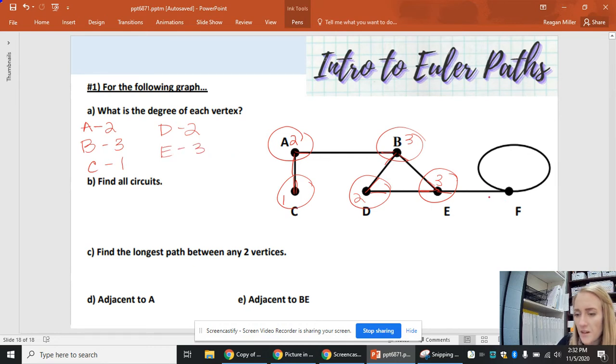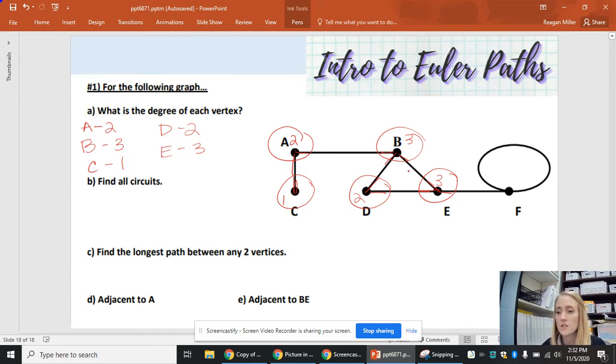And then F. This is one of the more commonly missed kinds of questions. So F right here has what we call a loop. So it comes right back around to itself. So technically, we're going to count this as 1, this is 1, and this is 1. All right, so it counts twice here for the loop itself. So the degree of F is actually going to be 3.